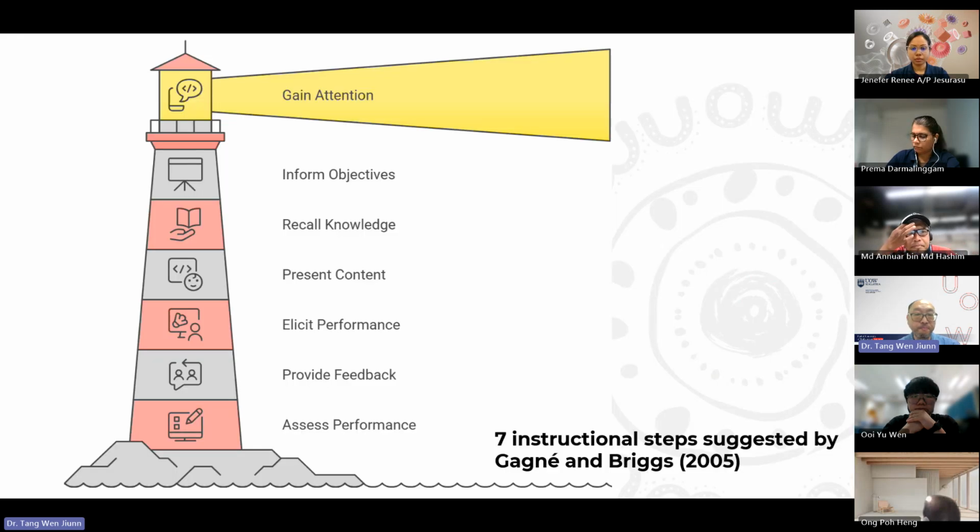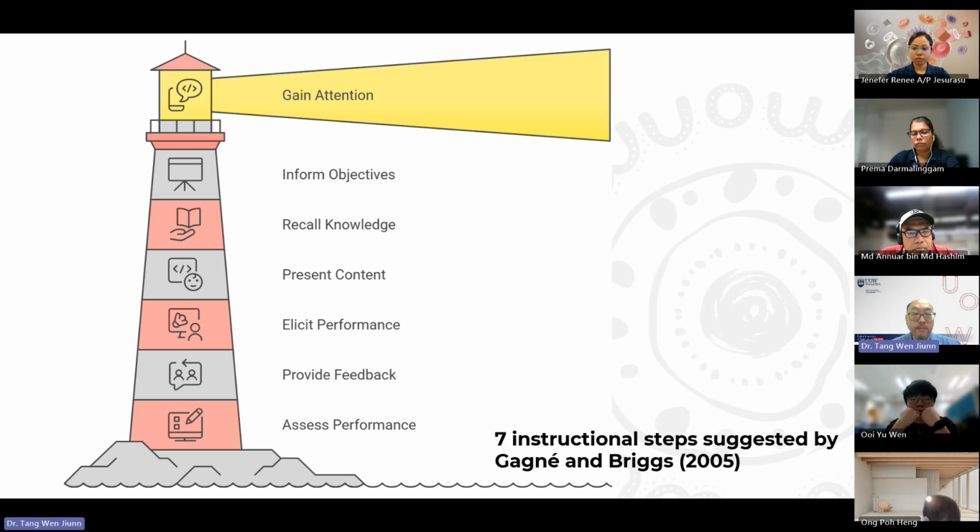Okay, so 7 instruction events here. First, we start with gain attention. Then we inform the objectives, recall knowledge, present content, elicit performance, provide feedback, assess performance. Okay, so basically these are the steps that we do in a class.